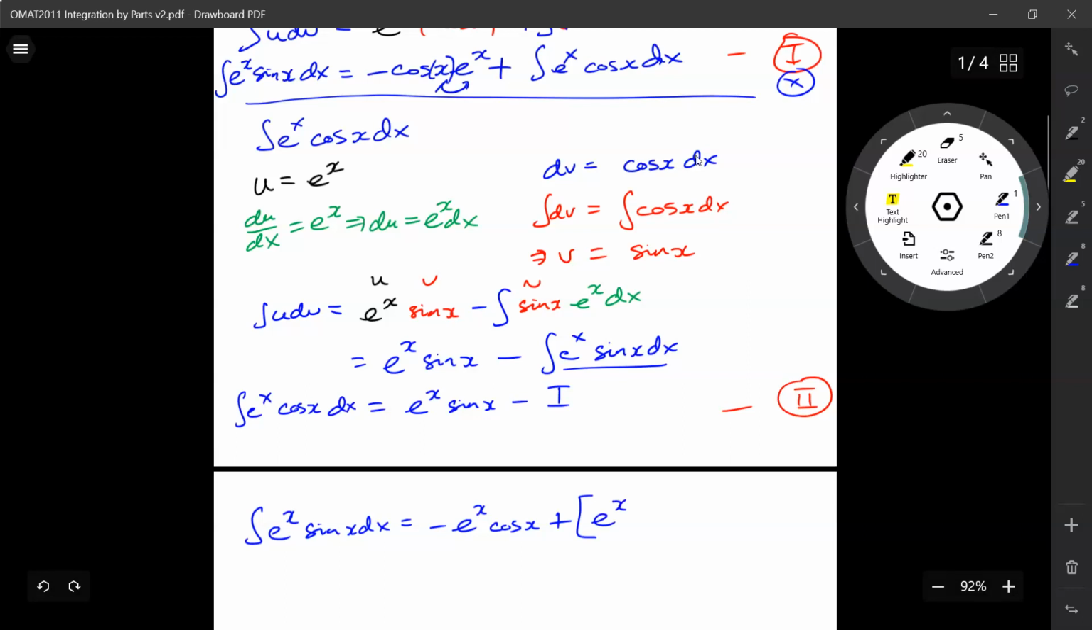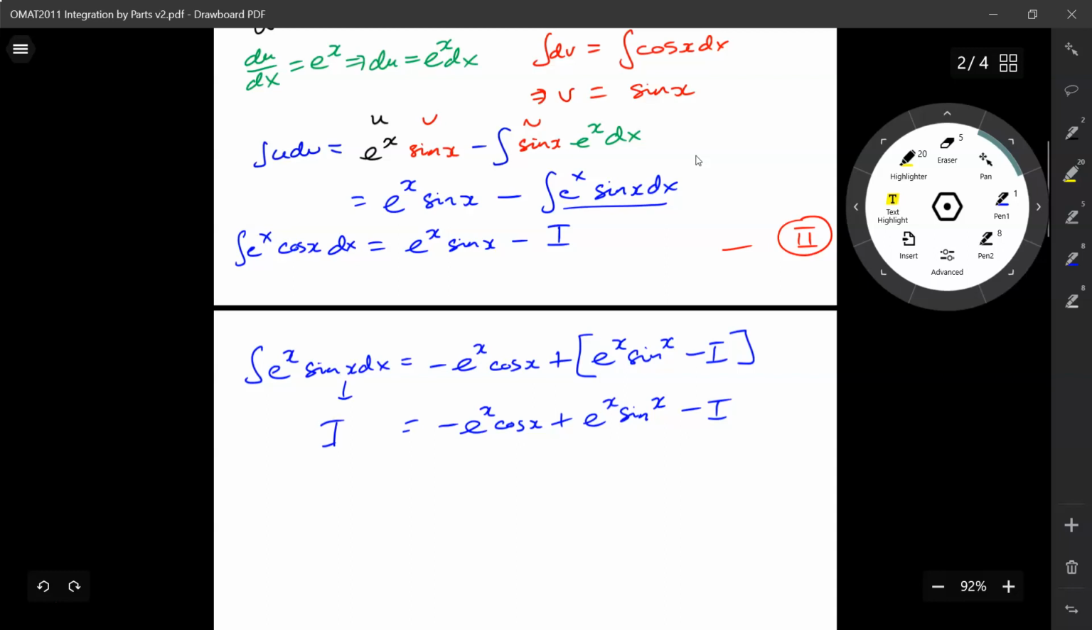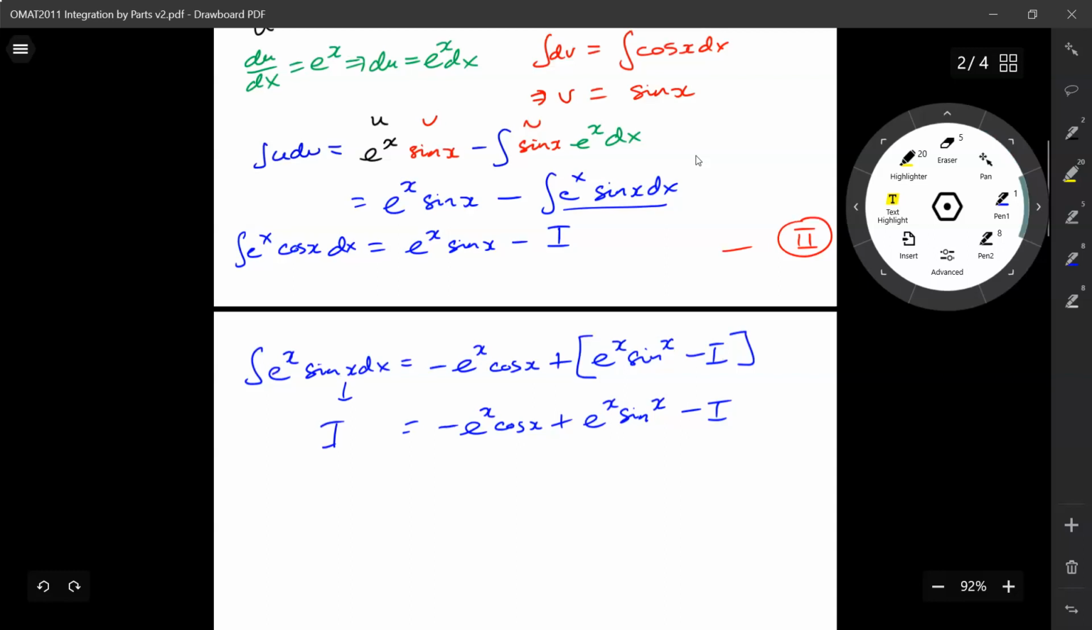So it's exponential x sine x minus I. But remember that I can also substitute in I here. So this gives me I is equal to minus exponential x cosine x plus exponential x sine x minus I, when I multiply this out. So I have I on both sides, and I is what we're looking for. So then I can take this back to the other side.